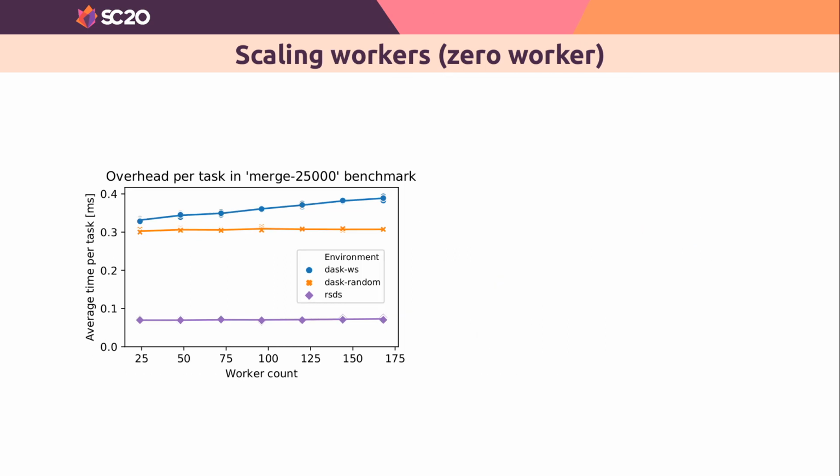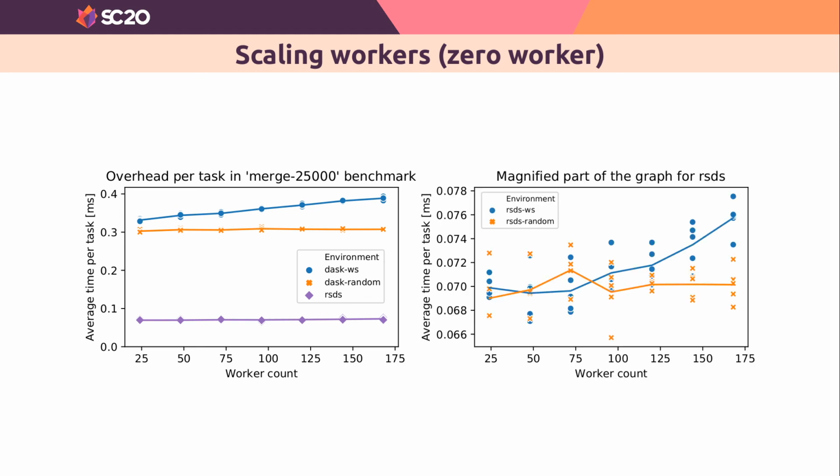If instead we fix the number of tasks, in this case 25,000, but increase the number of workers, we can again see that the overhead of Workstealing in Dask keeps increasing, while the overhead of the random scheduler stays constant. RSDS again has several times smaller overhead than Dask, and if we zoom in on it, we see a similar pattern where the Workstealing overhead increases with each added worker.